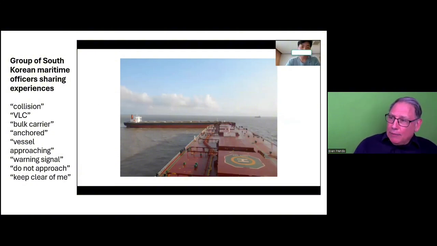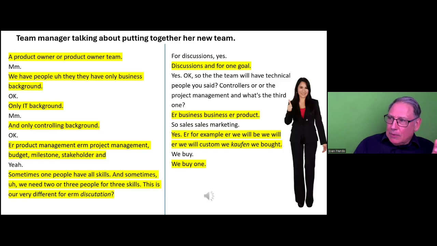I'll play another one. This is now a Russian lady I was working with, much lower level, and she's just talking about putting her team together. And again, as we go through it, just think about some of the issues here.